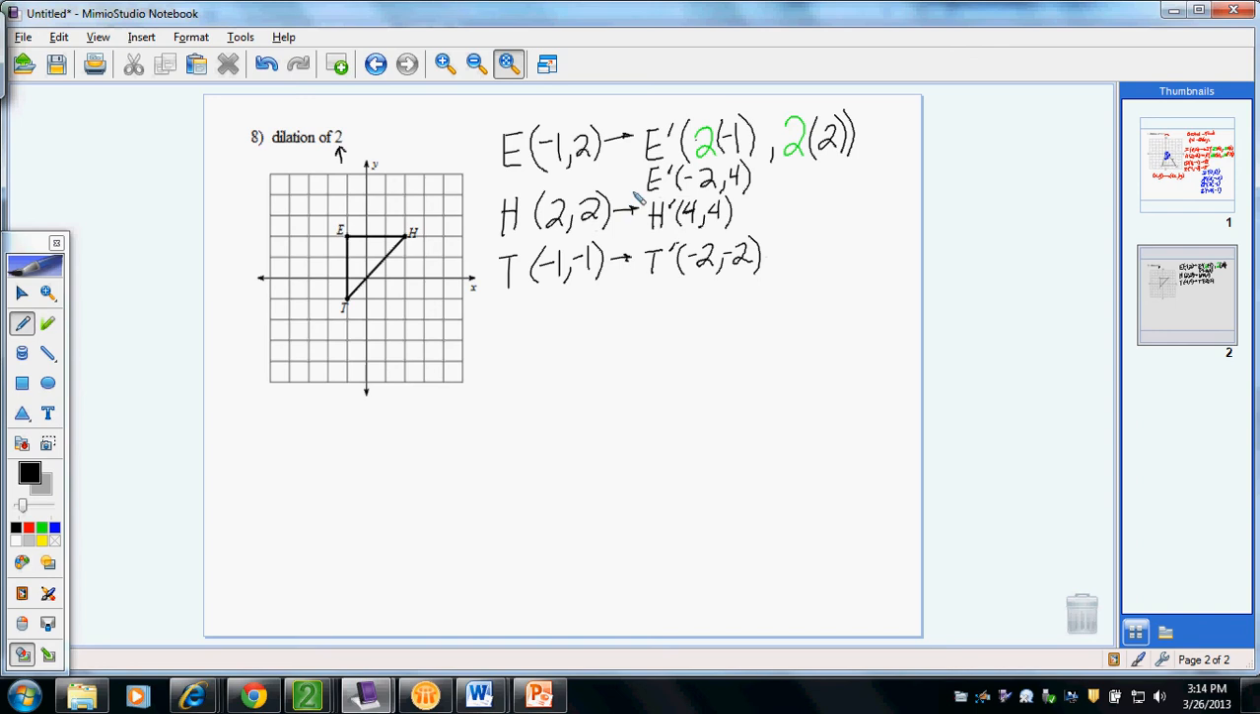So again, since this is the image, we're going to plot those points as we come over here to negative 2 and positive 4. This is going to be E prime. H prime is 4, 4. So 1, 2, 3, 4. And then we have T prime, which is negative 2, negative 2. And we should have the same shape, just a lot larger. And this is what we have. This is now going to be our image.